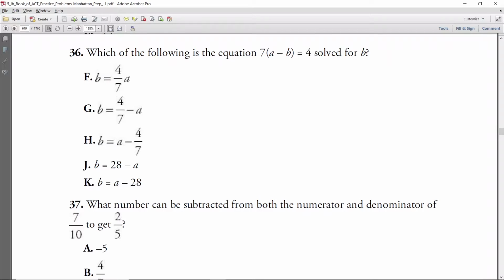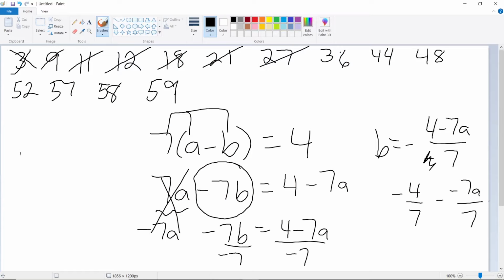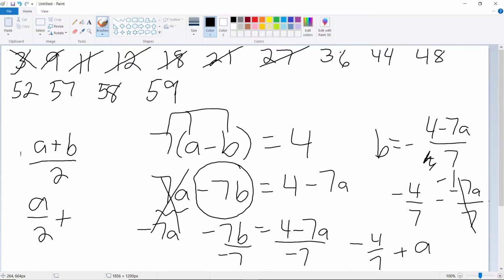So there's our negative 4 sevenths, and then negative 7a over 7 becomes negative 1, and negative 1 is positive 1. Negative 4 sevenths plus a. So you can always do that. If I have (a plus b) over 2, I could put a over 2 plus b over 2. I can separate them like that. And sometimes they do that. Well, that's what they did here. They separated it.